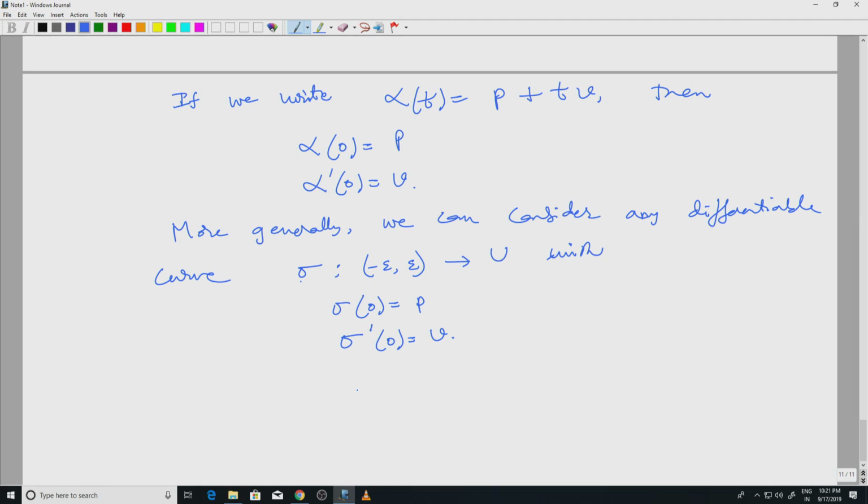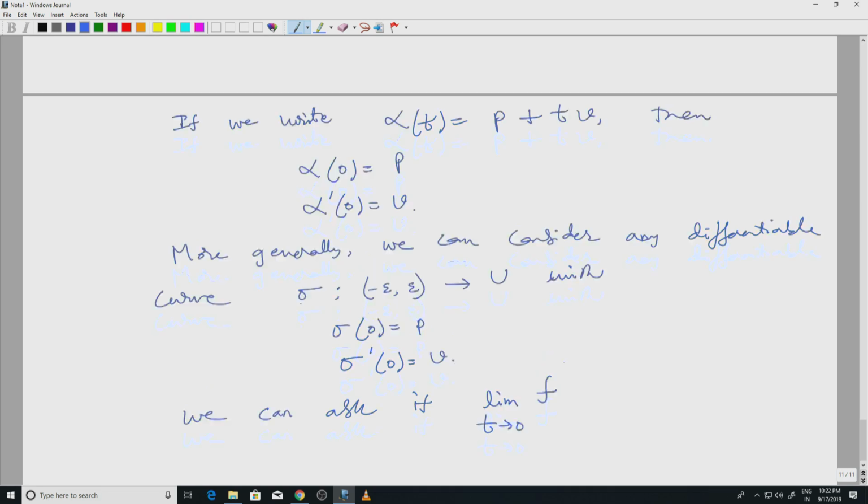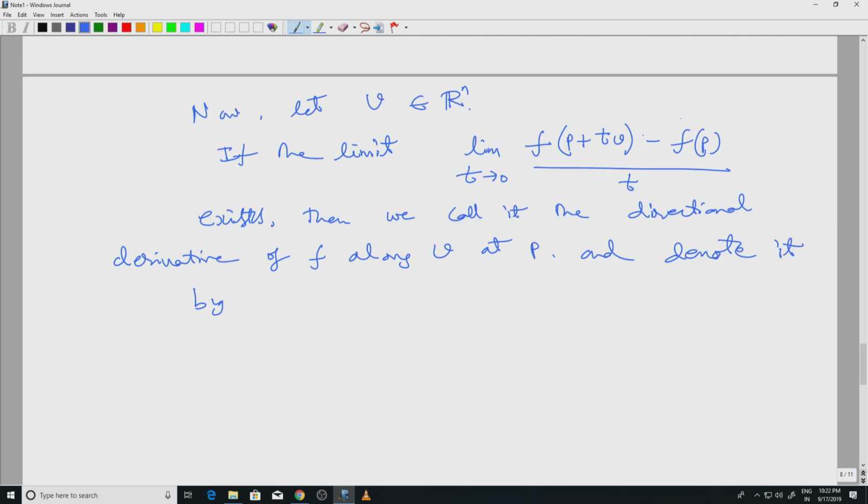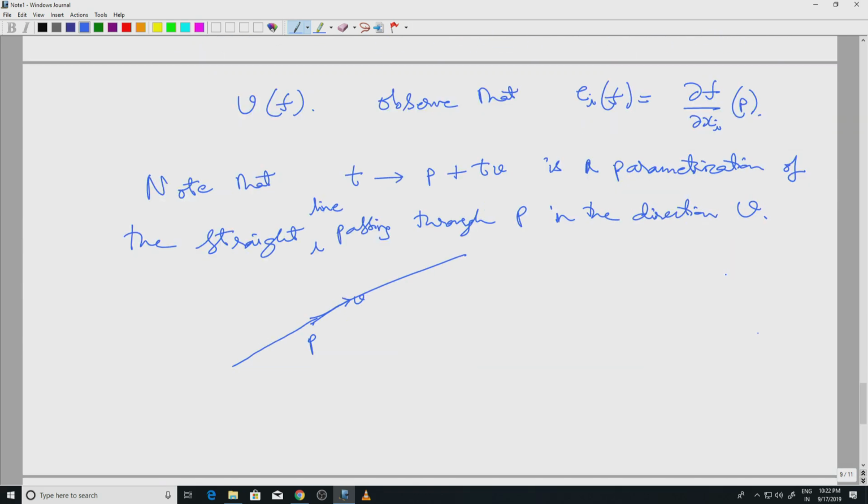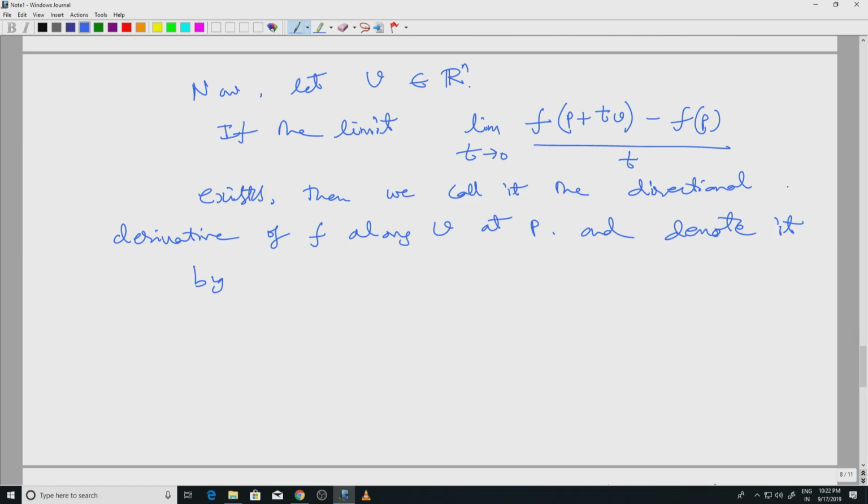So, all right, we can consider any differentiable curve, and then again we can ask about the limit as t goes to 0. Now, instead of looking at f of p plus tv, I will just look at f of sigma t.